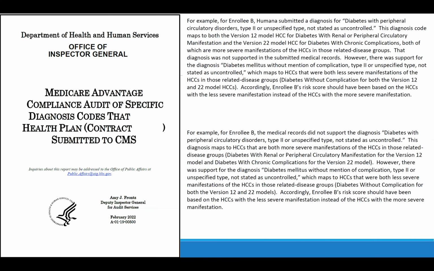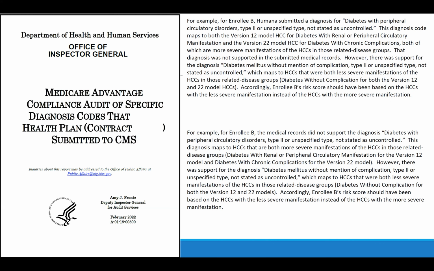That diagnosis was not supported in the medical records. However, there was support for the diagnosis of diabetes without mention of complication, not stated as uncontrolled, okay? Which maps to HCCs that were both less severe manifestations. Accordingly, the enrollee's risk score should have been based on the less severe manifestation, okay? So again, how did uncomplicated diabetes become diabetes renal or peripheral circulatory? And the chart we're going to look at today deals with this.